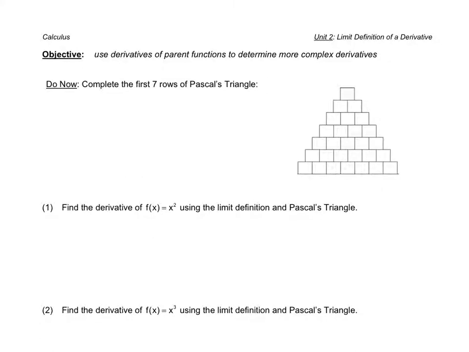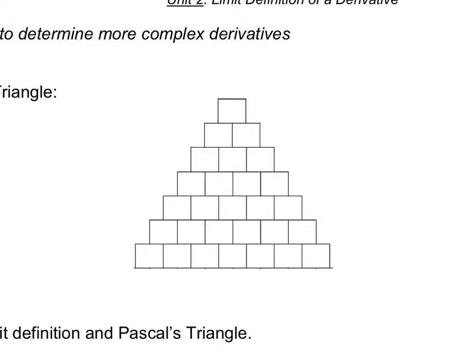Then we'll go from there. All right, so first 7 rows of Pascal's triangle. I'll give you the first 2. What would be the next row?